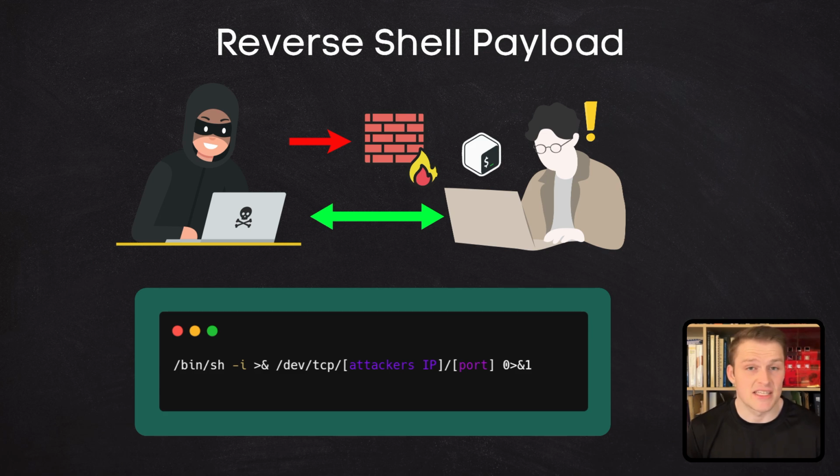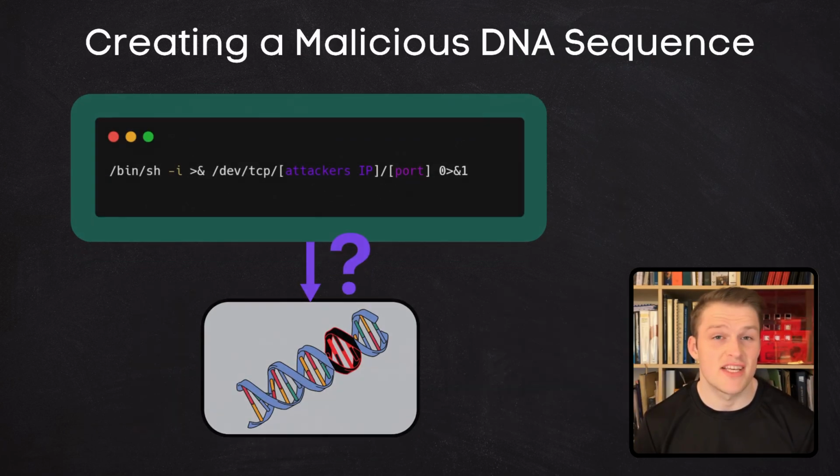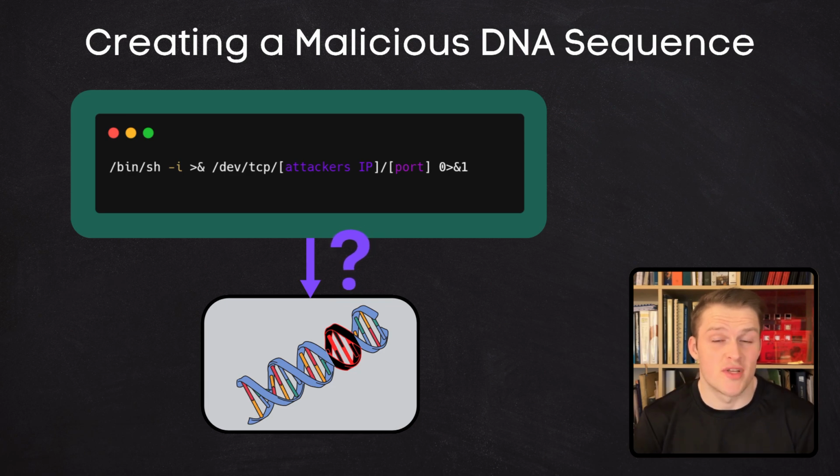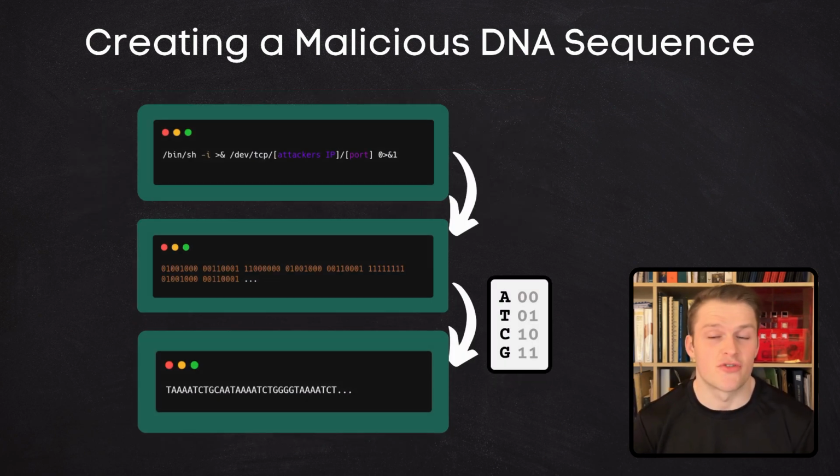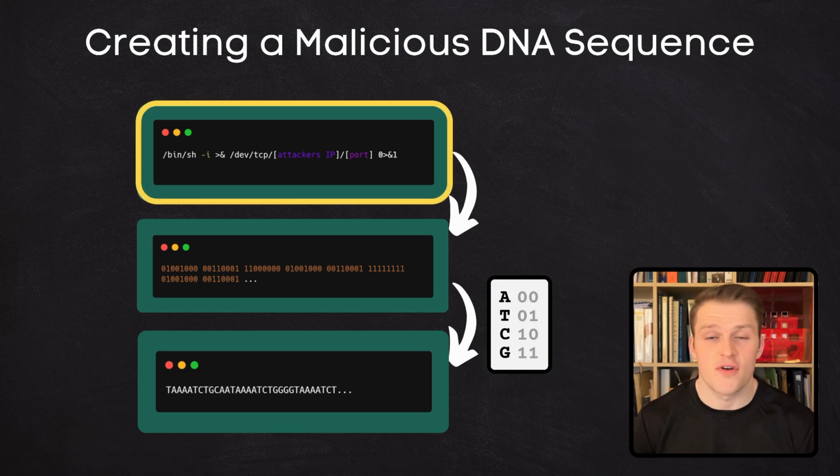They could potentially access files, steal data, install additional malware, or use that computer as a jumping off point to attack other systems. So that's all great and all, but there's one more part to this story. How did the researchers actually encode their malicious code into a physical DNA strand? Here's the detailed process the researchers used to create their attack. They started with their reverse shell payload.